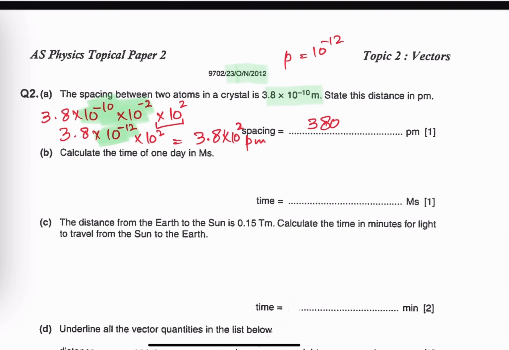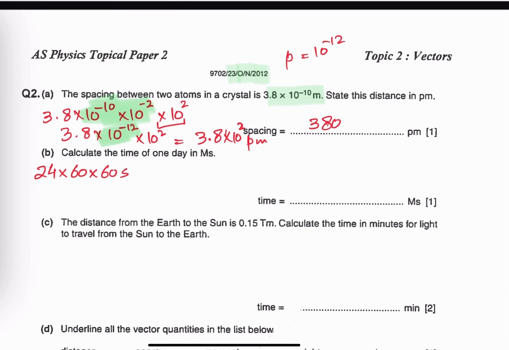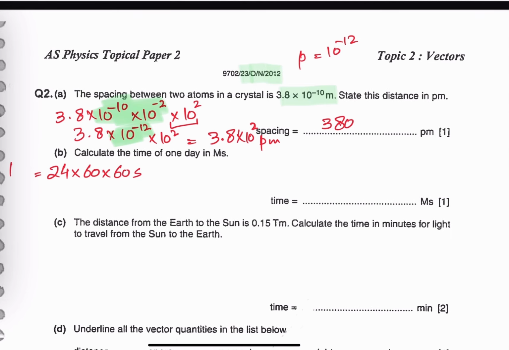In part B, calculate the time of 1 day in megaseconds. So in 1 day, we have 24 hours. In each hour we have 60 minutes. Each minute we have 60 seconds. So this is the time in seconds in 1 day. So this will give you 24 into 3600.